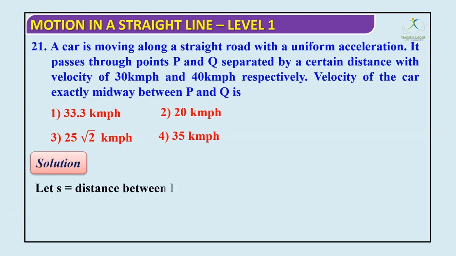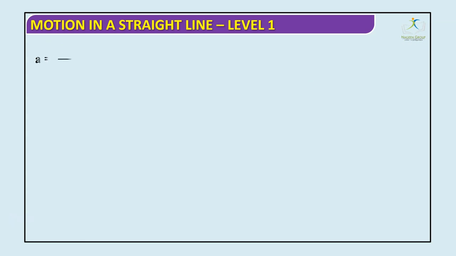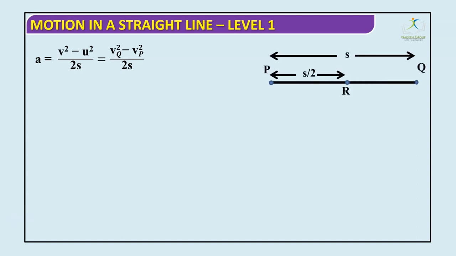So the solution is, let S be the distance between P and Q. The distance of midpoint PR is S by 2. We have V square minus U square is equal to 2AS. So from here we get A is equal to V square minus U square by 2S, which is equal to VQ square minus VP square by 2S.